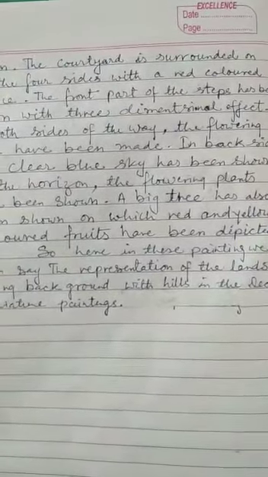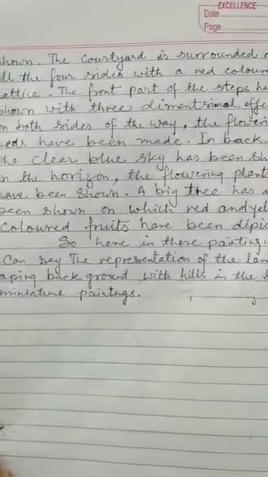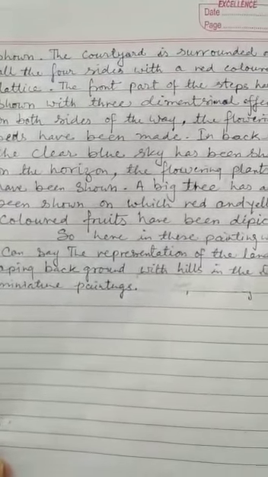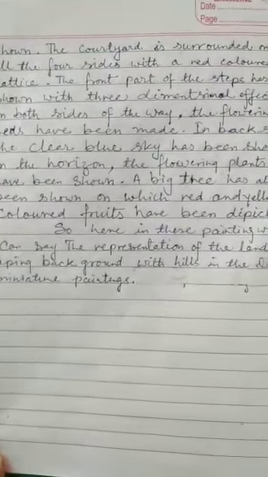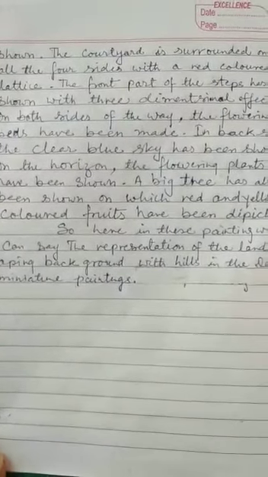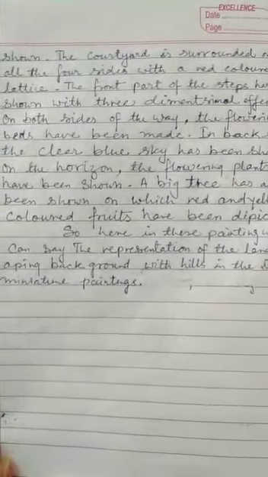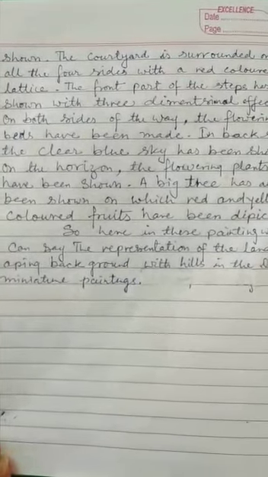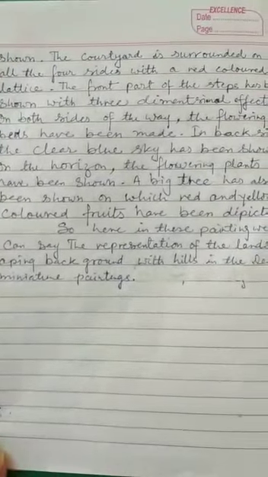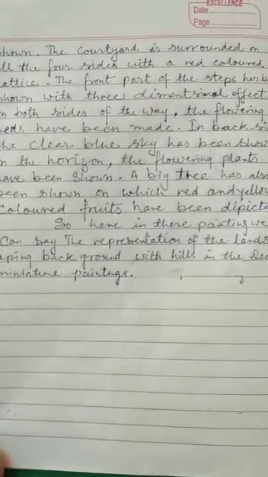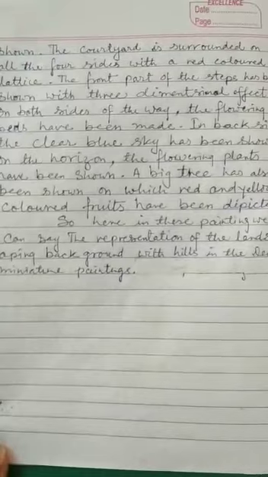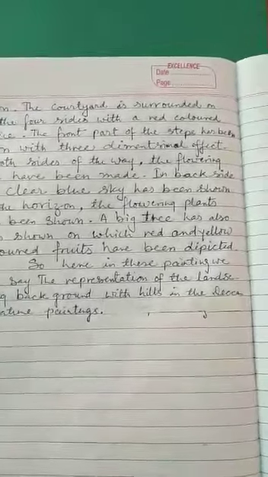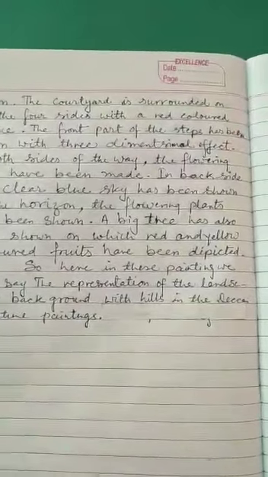In the backside, the clear blue sky has been shown. On the horizon, the flowering plants have been shown. A big tree has also been shown here, on which red and yellow colored fruits have been depicted. So here in these paintings we can say the representation of the landscaping background with hills in the Deccan miniature paintings.